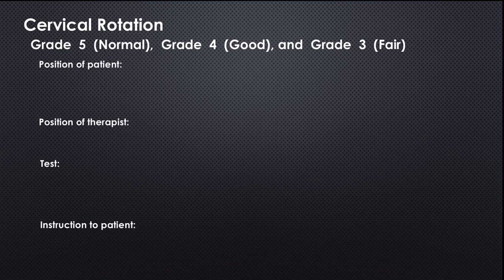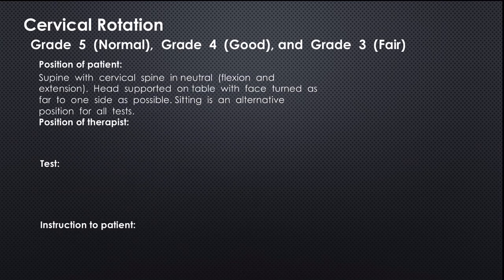Then for rotation. Rotation, patient position: supine with cervical spine in neutral. There's no flexion, there is no extension. This is to provide an accurate result or reading for the MMT. So for cervical rotation, 5, 4, and 3 are usually tested as one. Then the head is still supported on the table with face turned as far to one side as possible. Sitting is an alternative position for all tests. So the patient can do this test in sitting position.